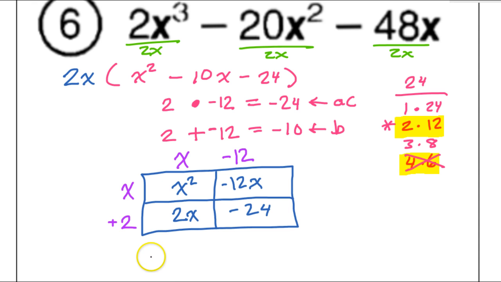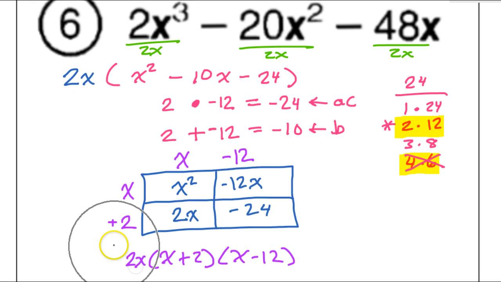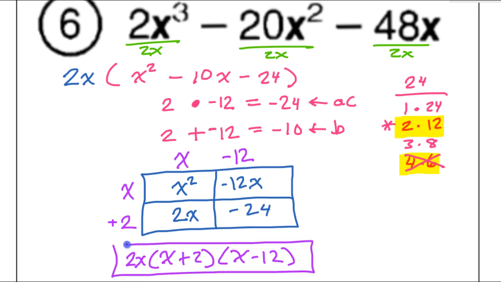Okay, so that gives us 2 binomials. From the left side, we have x plus 2, and from across the top, we have x minus 12. And don't forget the GCF that we pulled out in the very beginning. That is part of your answer. So this is the final answer for problem number 6.